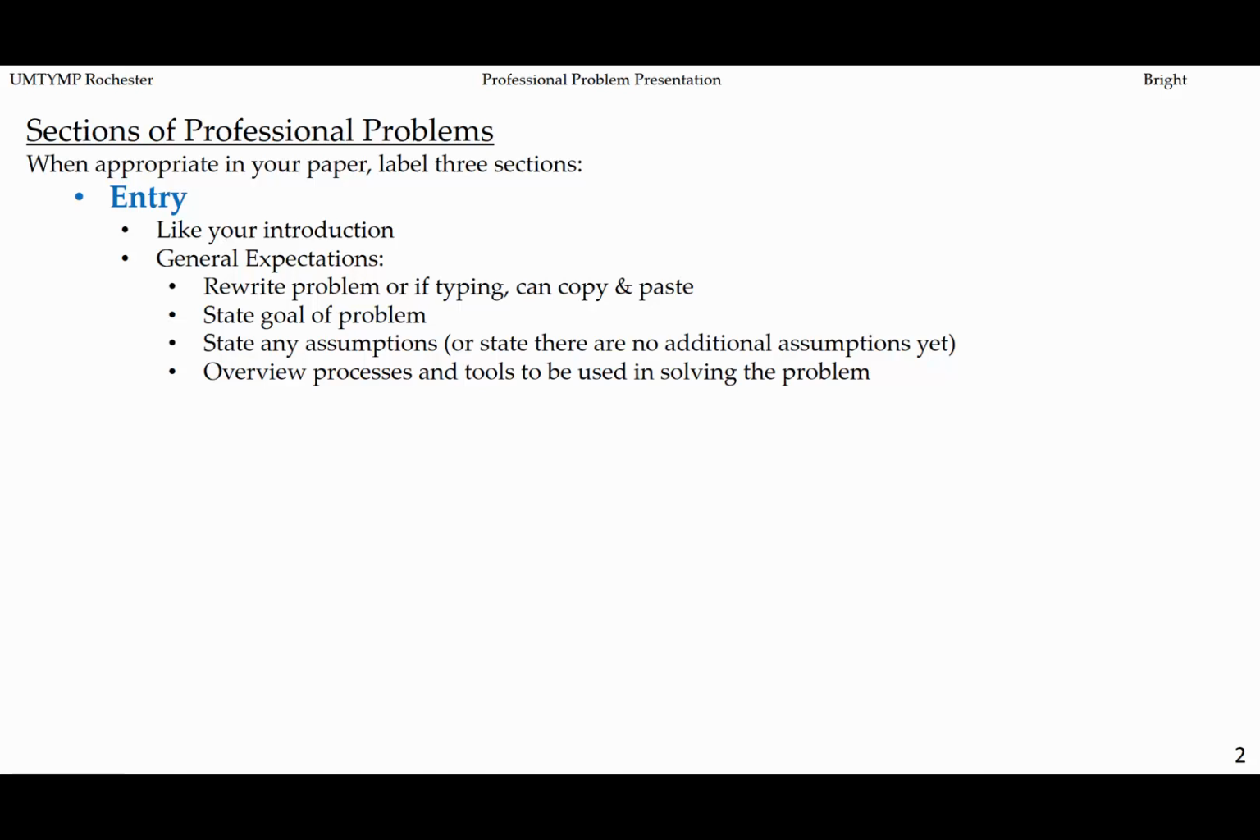So maybe you have to find the inverse of each side. Maybe you need to find the function and state the transformations. So just, broadly, what's going to happen in the problem. After you finish the entry phase, you're going to attack the problem. This is where you're actually going to do the math.